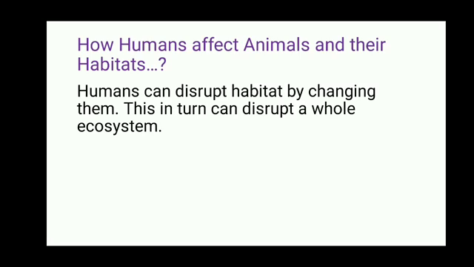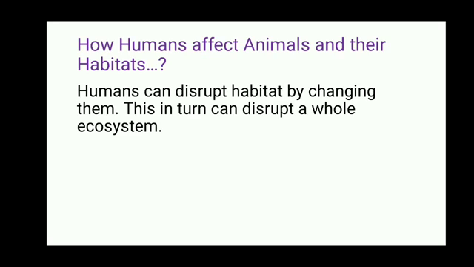Now, we will discuss how humans affect animals and their habitats. Humans can disrupt habitats. The word disrupt means खलल डालना या रुकावट पैदा करना, by changing them. This in turn can disrupt a whole ecosystem. So let's check how they disrupt the ecosystem.